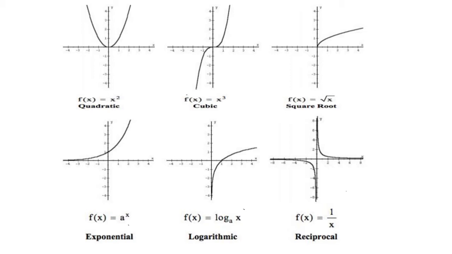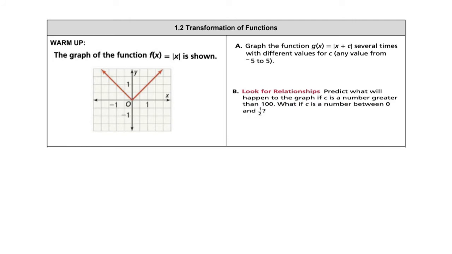But yep, so now we're actually going to go into the notes, which is transformation of functions. The first thing is a warm-up. It says the graph of the function is absolute value of x. We know it's a V shape. You can see it's got a slope of 1 over 1 going to the right, and also a slope of negative 1 over 1.